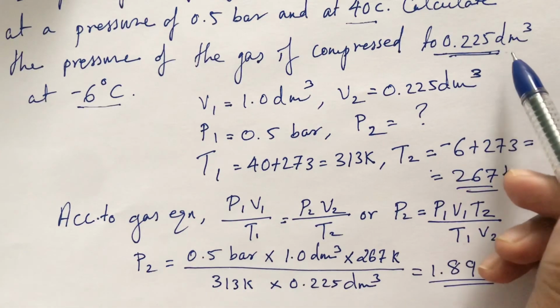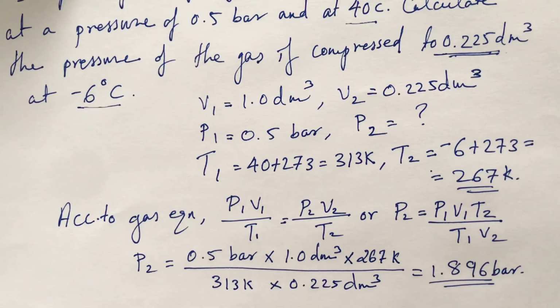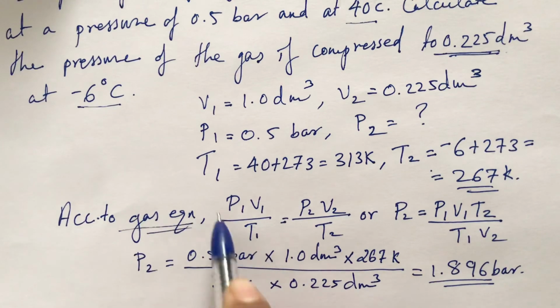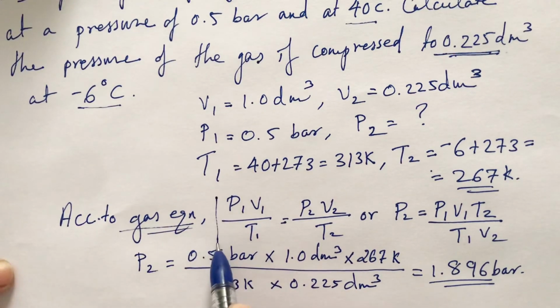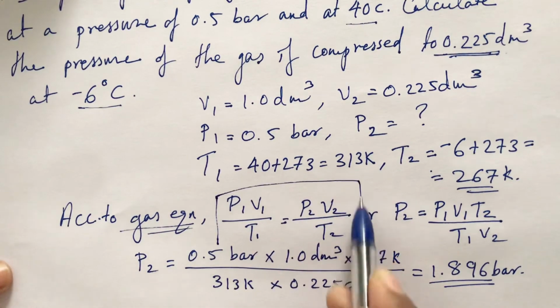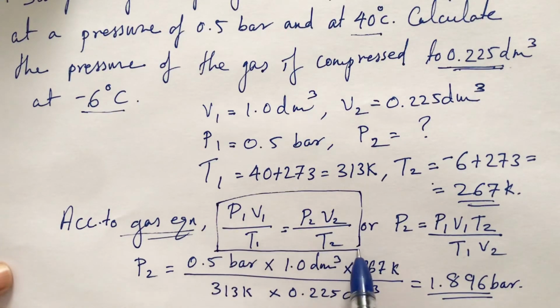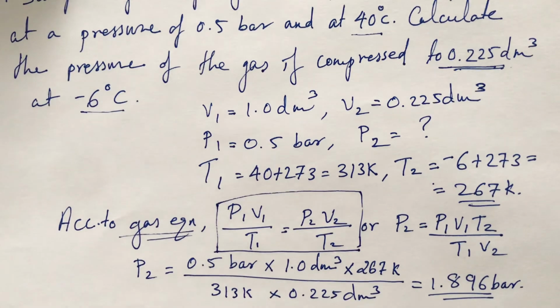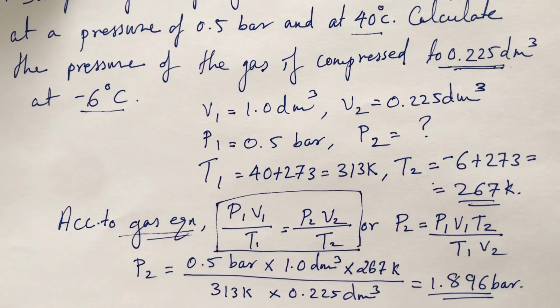Okay, children, so that is the pressure of the gas if the gas is compressed to 0.225 dm cube. We can calculate it by using the ideal gas equation, P1 V1 divided by T1 is equal to P2 V2 by T2.